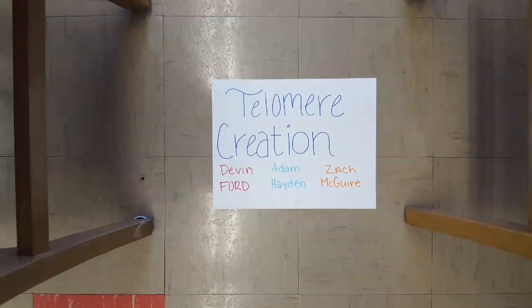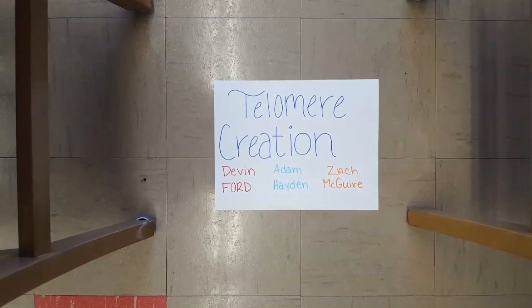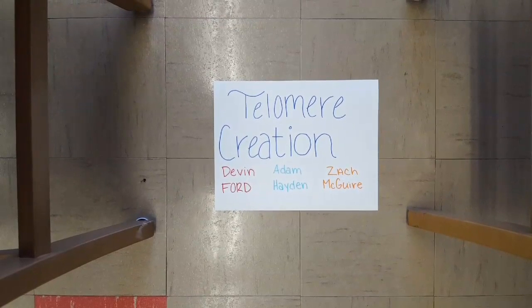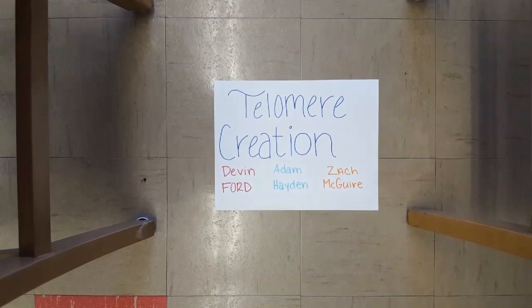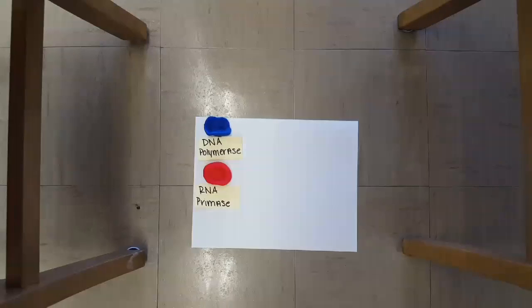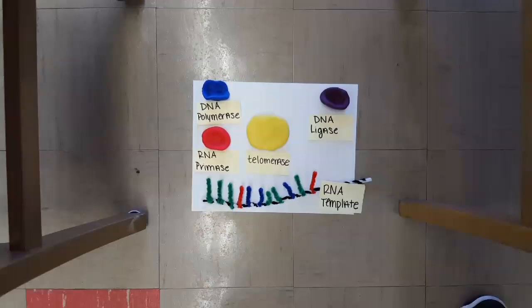In this video, we will be discussing the process of telomere creation in eukaryotes. We will start with a short overview of DNA replication because telomere creation is the final step in new DNA synthesis. This process involves many constituents. There's DNA polymerase, RNA primase, telomerase with an RNA template, and DNA ligase.